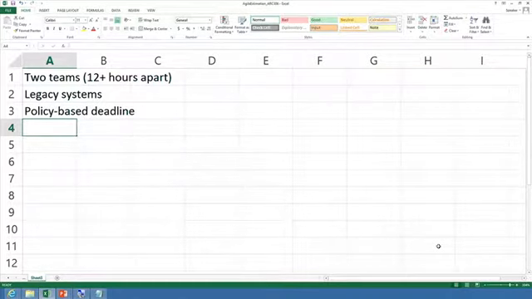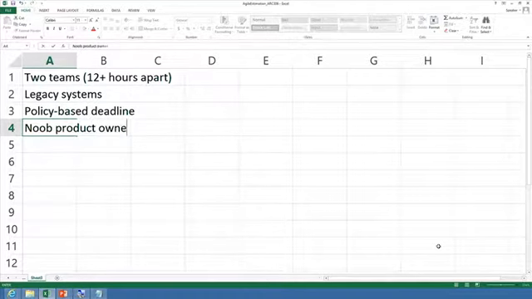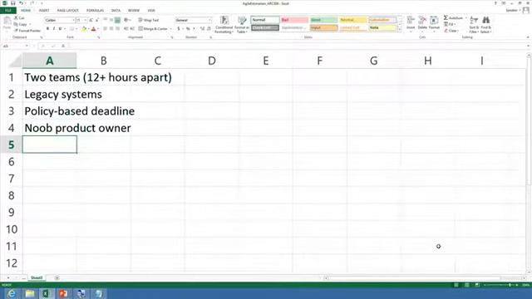Oh, wow. A product owner, a noob product owner. Which actually, to be honest, isn't that all product owners? I'm just saying. Hashtag just saying. Feel free to tweet that. Okay.